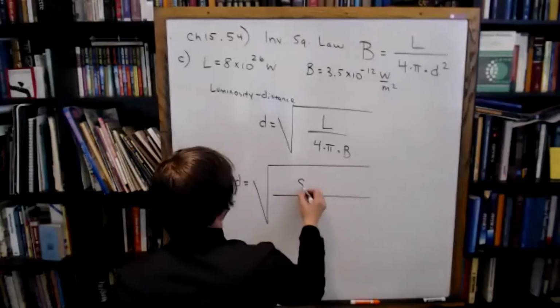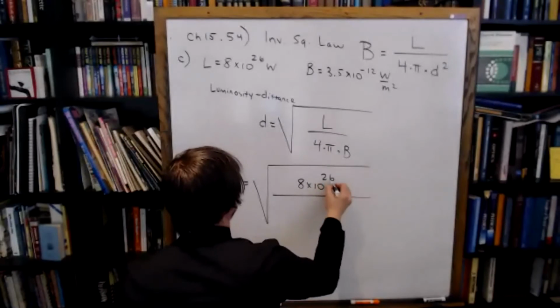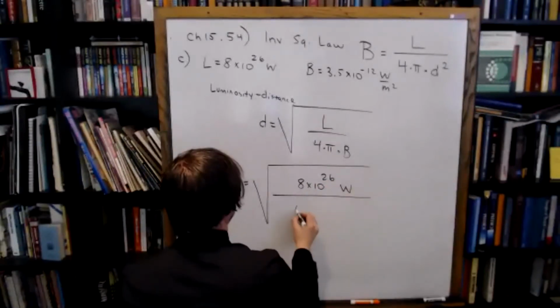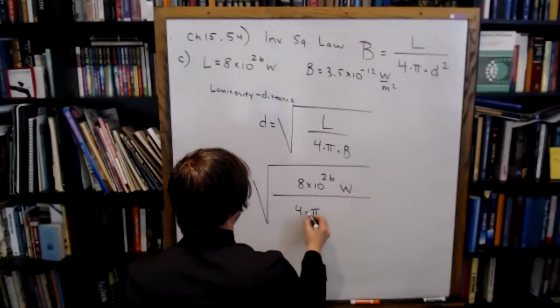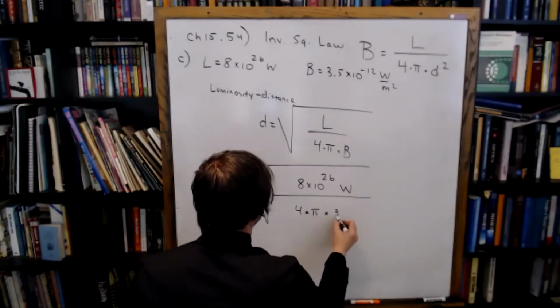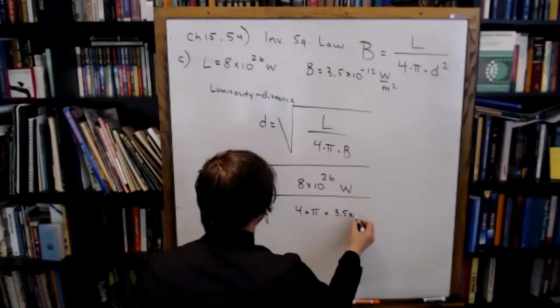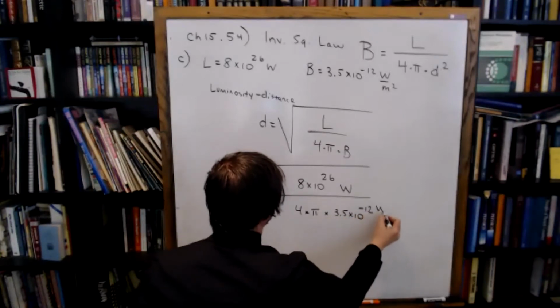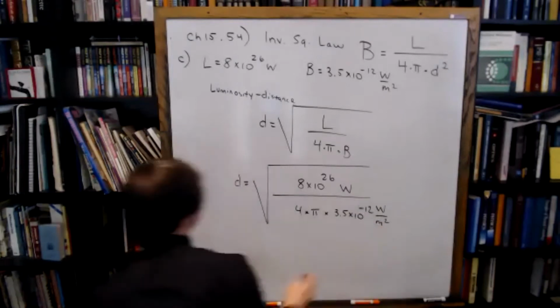We have a luminosity of 8 times 10 to the 26 watts. We have over 4 pi times 3.5 times 10 to the minus 12 watts per square meter.